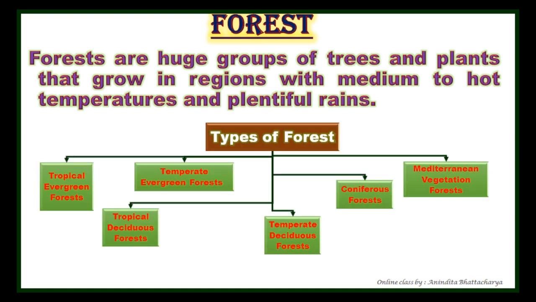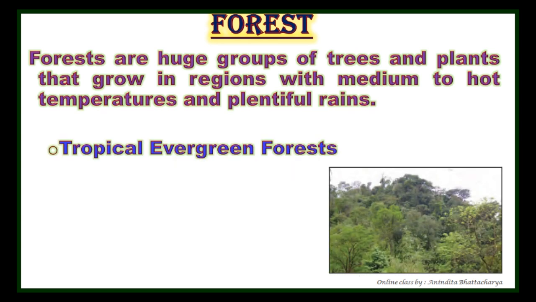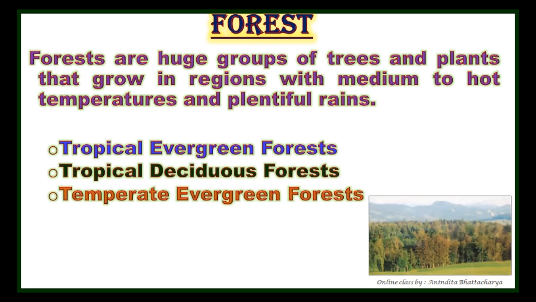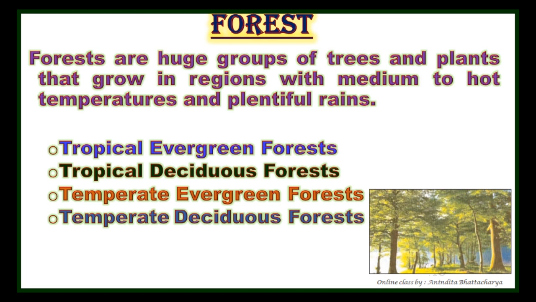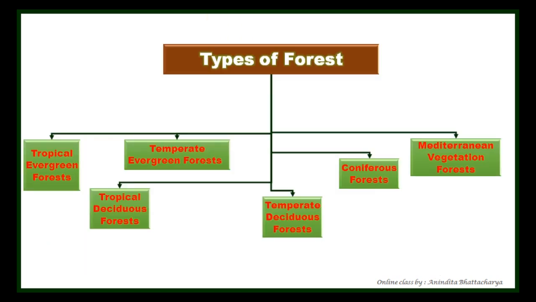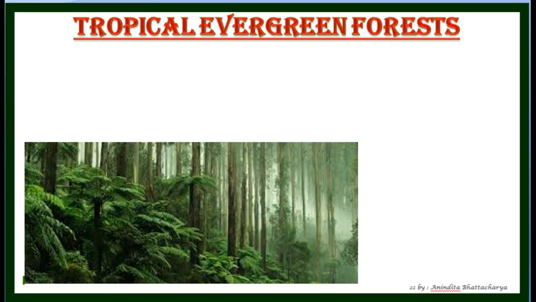So my dear children, remember in your book the different types of forest can be classified as tropical evergreen forest, tropical deciduous forest, temperate evergreen forest, temperate deciduous forest, Mediterranean vegetation, coniferous forest. Now my dear children, we are going to discuss the first classification of forest, and that is tropical evergreen forest.